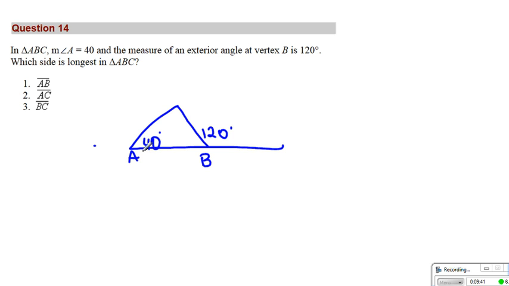Because this angle is 40 and the exterior angle is 120, this angle becomes 80, and this one is 60. You see, the longest side in a triangle is always opposite the biggest angle, which is this one. Opposite the biggest angle will be side AB. So therefore, number 1 would have been our answer.